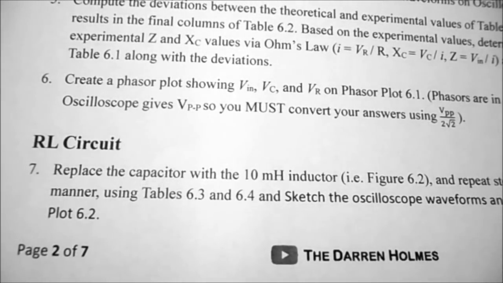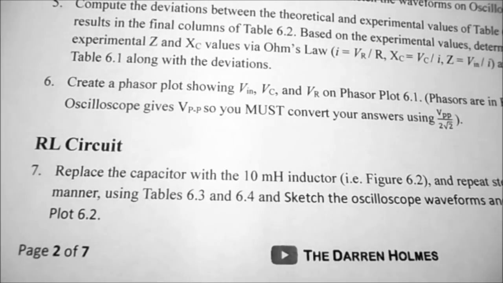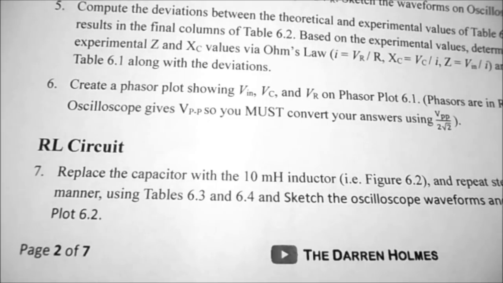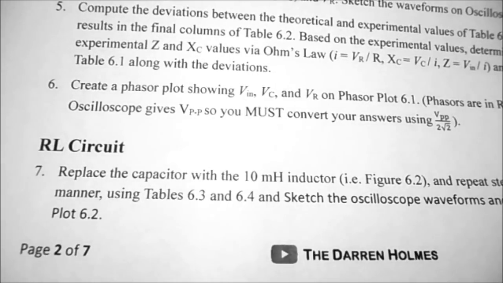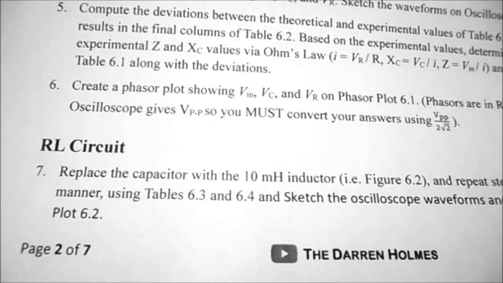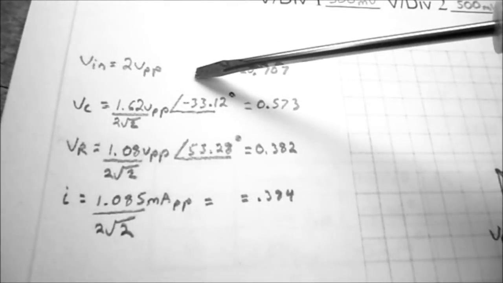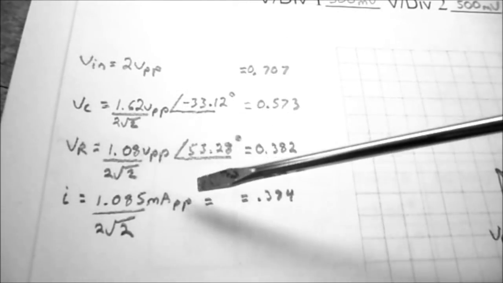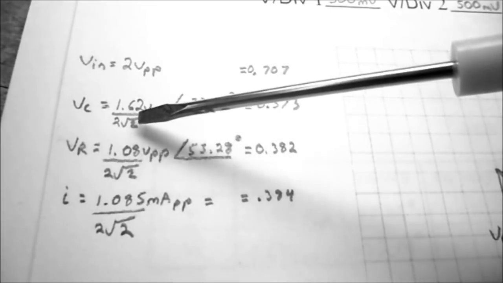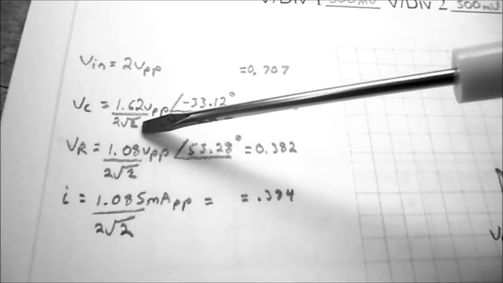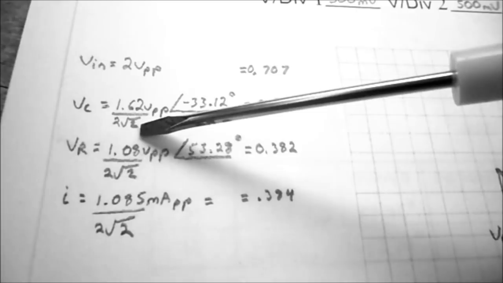Under procedures, step number 6, we're to create a phasor plot showing Vin, Vc, and Vr on Phasor Plot 6.1. Remember, phasors are in RMS, but the oscilloscope gave us volts peak to peak. So at this point we must convert our answers using V peak to peak divided by 2 root 2. So the first step in drawing a phasor diagram is to convert your voltages to RMS voltages. To do that, you divide the peak-to-peak voltage by 2 root 2.